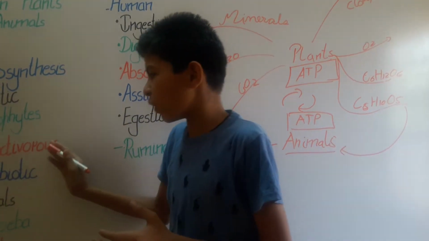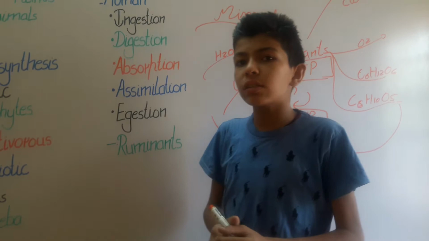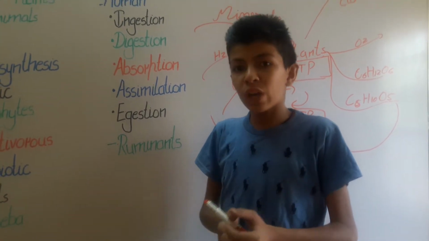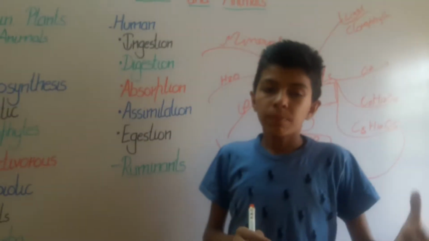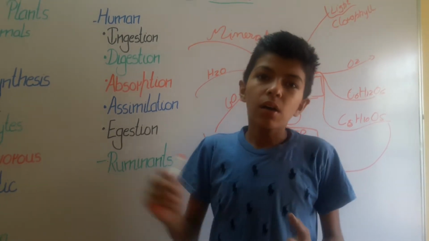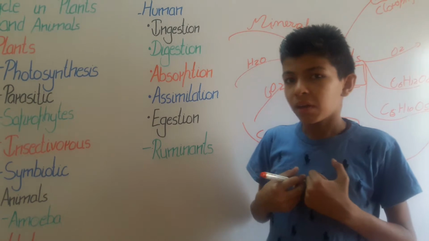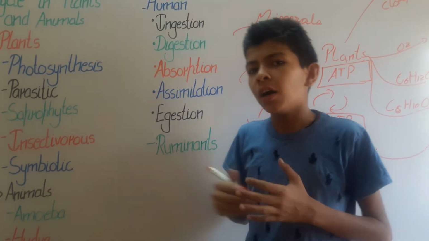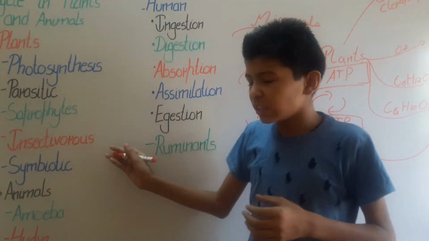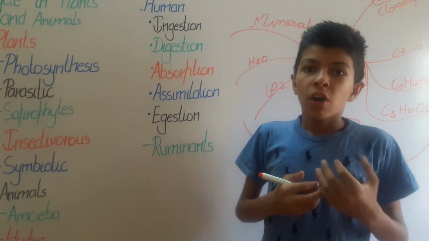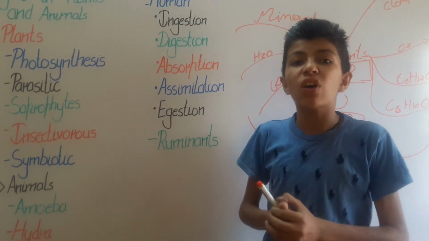Then we have insectivorous plants. Insectivorous plants are the plants which eat insects, but they are green in color. They have chlorophyll. Then why do they eat the insects? They eat them for their nutrition, to fulfill their need of nitrogen.